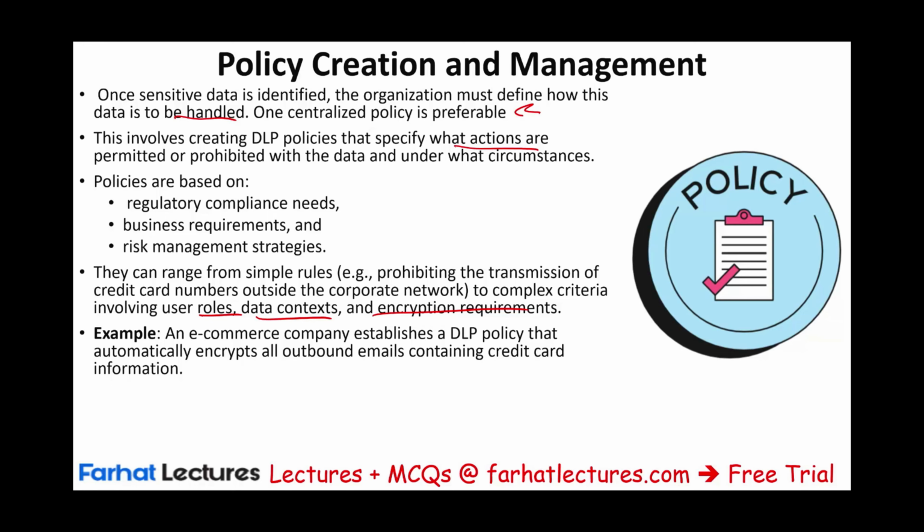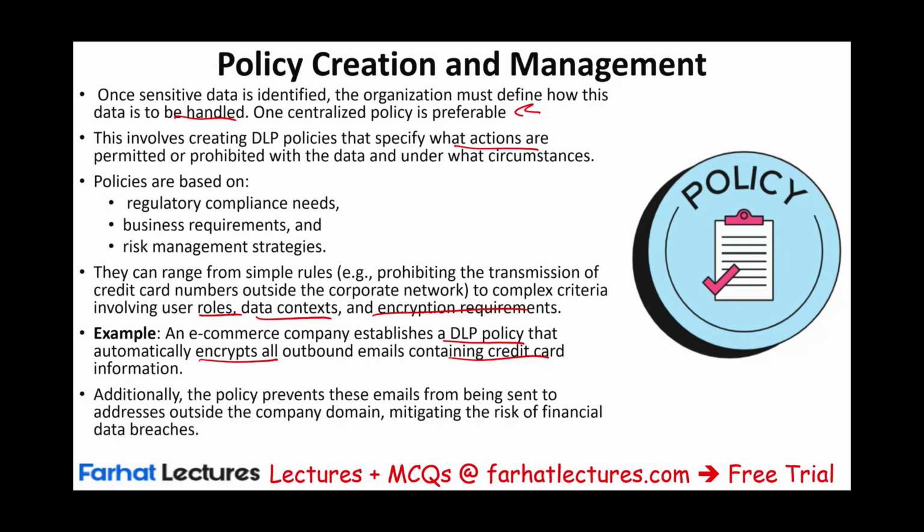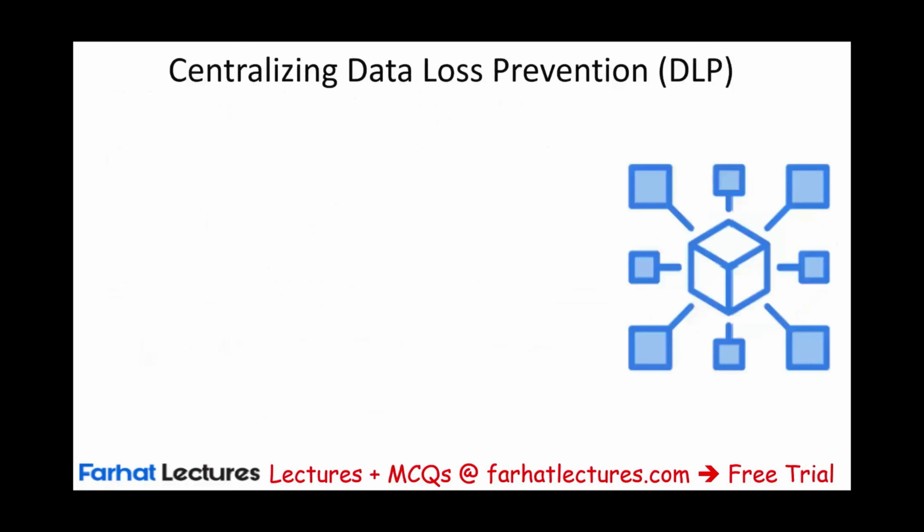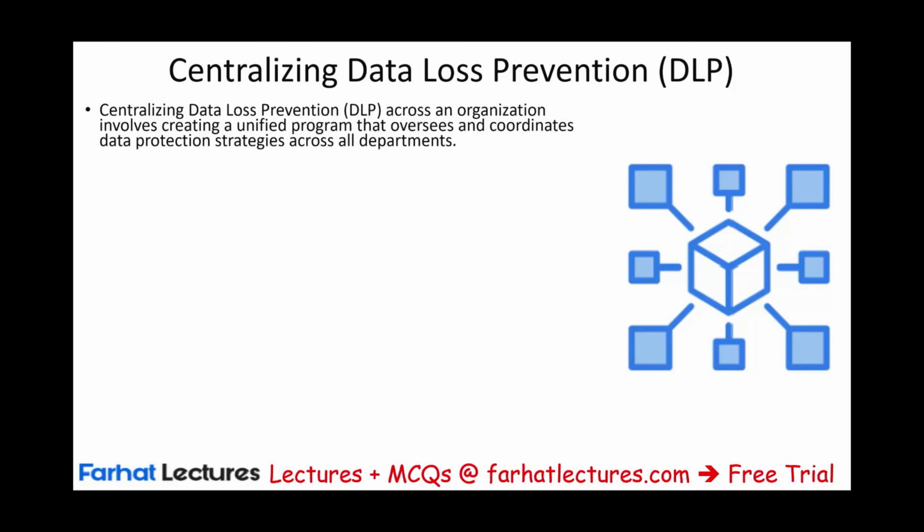For example, an e-commerce company establishes a DLP policy that automatically encrypts all outbound email containing credit card information. Also, the policy prevents these emails from being sent to addresses outside the company domain, so we can only send them within the company, mitigating the risk of financial data breach. Talking about the policy, a centralized data policy is more preferable. Centralizing data loss prevention across the whole organization to create a unified program. Everyone is on the same page that oversees and coordinates data protection strategy across all departments. And this approach will ensure what?